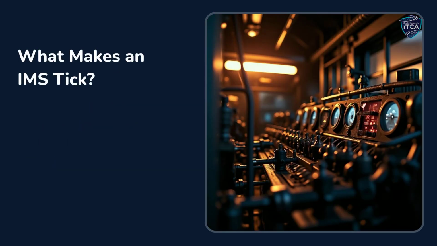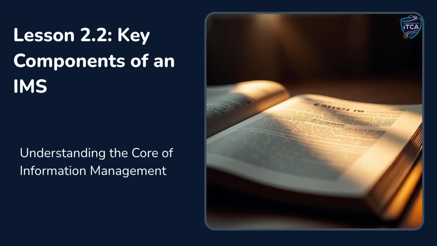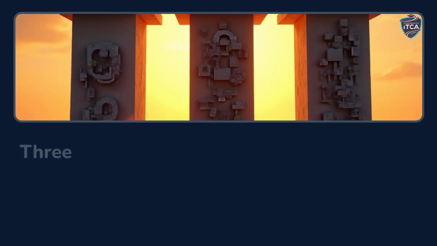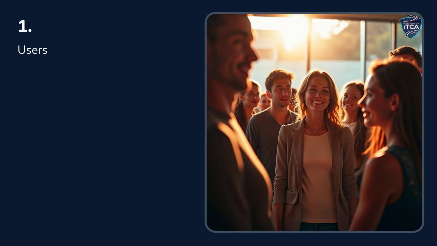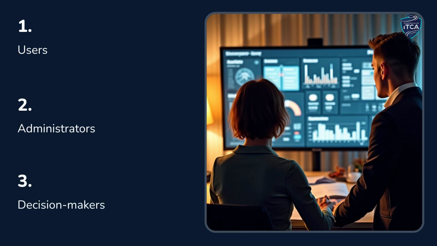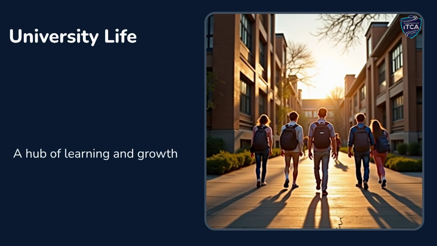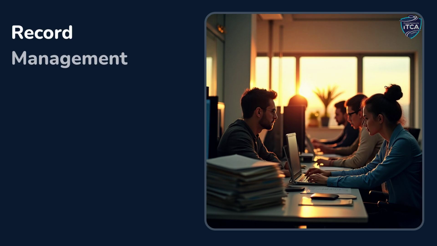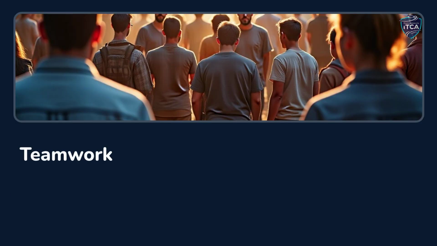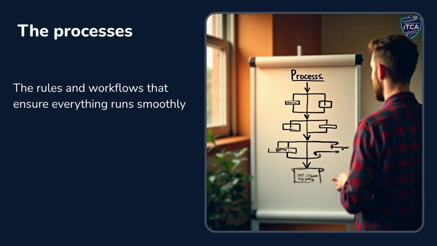Now that we've nailed the basics, let's talk about what makes an IMS tick. Lesson 2.2, Key Components of an IMS. An IMS rests on three main pillars: people, processes, and technology. First, the people. These are the users, administrators, and decision makers interacting with the system. For instance, in a university, students upload assignments, lecturers grade them, admins manage records. Everyone plays a part. Second, the processes.